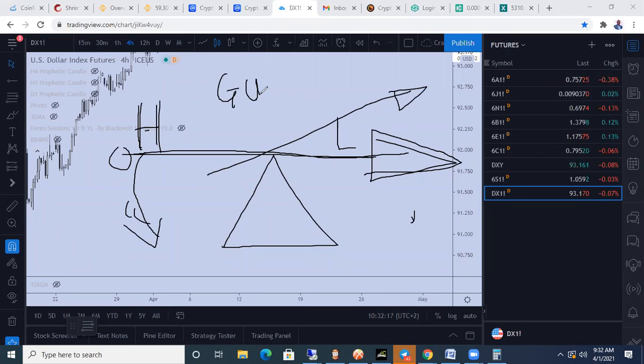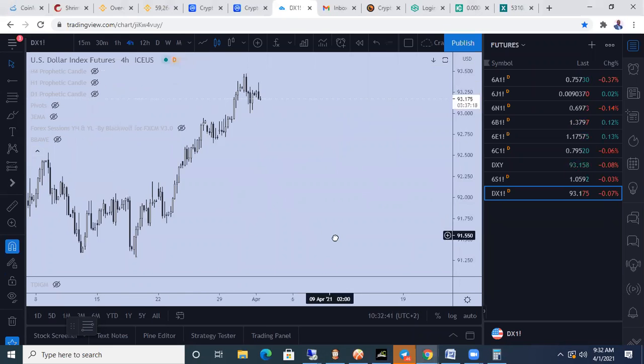So if you have GU, G is to the right. If USD is strong, you should be looking at selling GU, or in the case of gold, XU. If USD is strong, you should be looking at selling gold. And conversely, if USD is weak, you should be looking at buying gold, right?